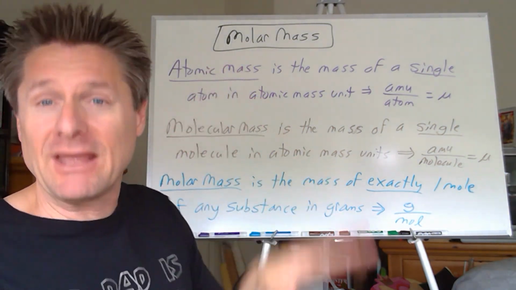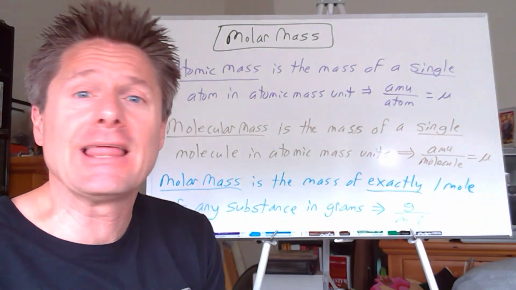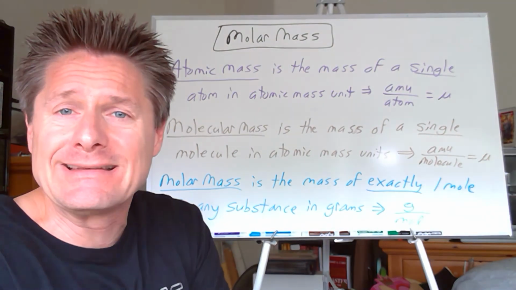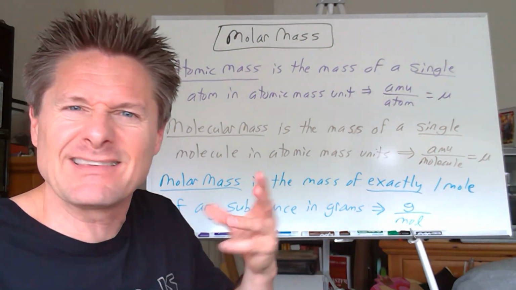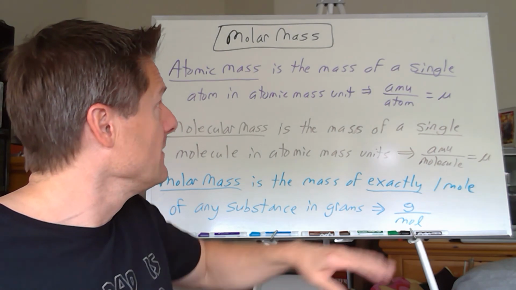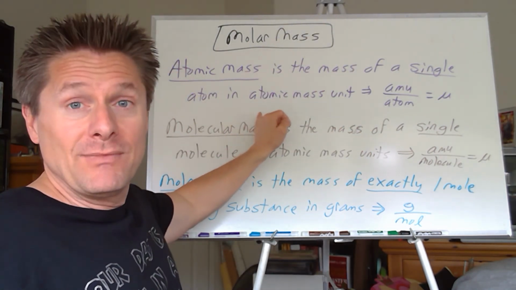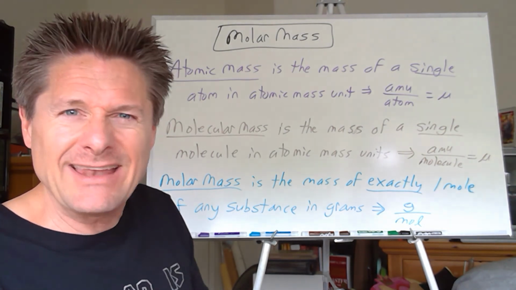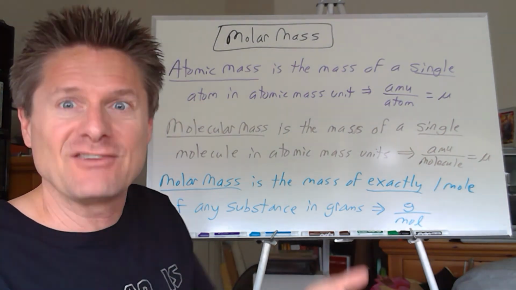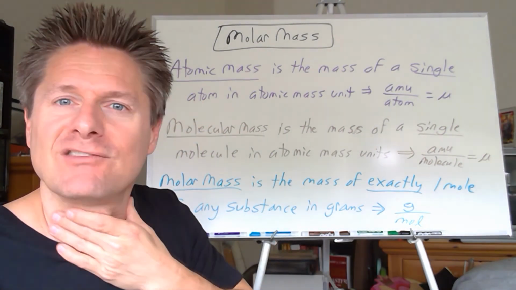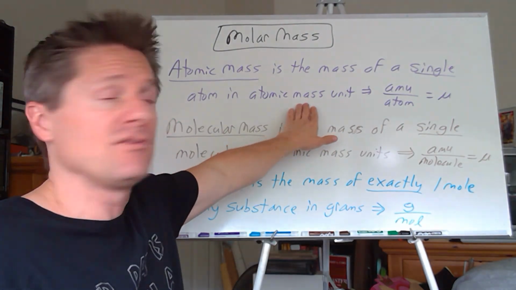So atomic mass, we showed you how to calculate average statistically weighted atomic masses with isotopic masses and fractional abundances and all that fun stuff. And that is the mass of a single atom. Since it's so light, it's like 10 to the minus 23rd and minus 24th grams. That's too light. We use units of AMUs, or atomic mass units.